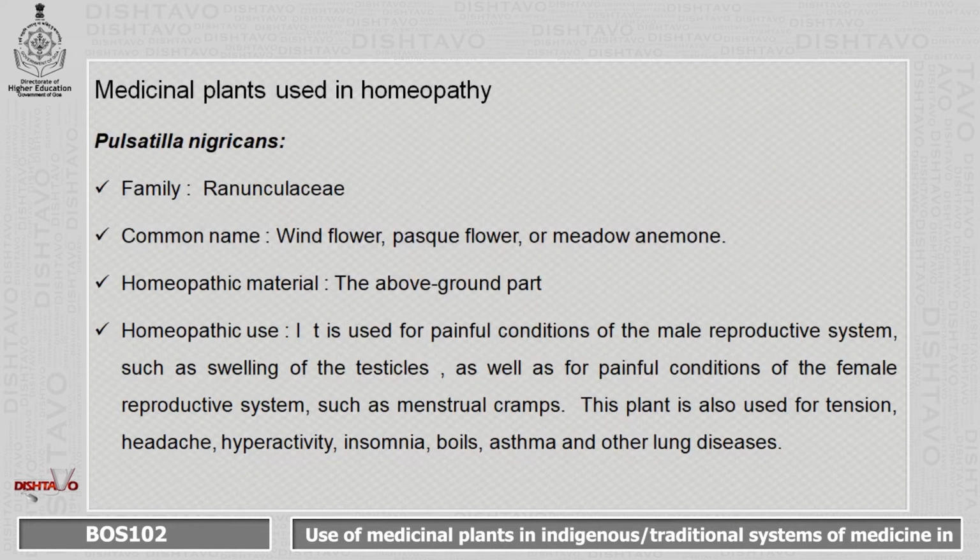for painful conditions of the male reproductive organs such as swelling of the testicle, as well as for painful conditions of the female reproductive organs such as menstrual cramps. Besides this, the plant is also used for tension, hyperactivity, general restlessness, asthma, etc.